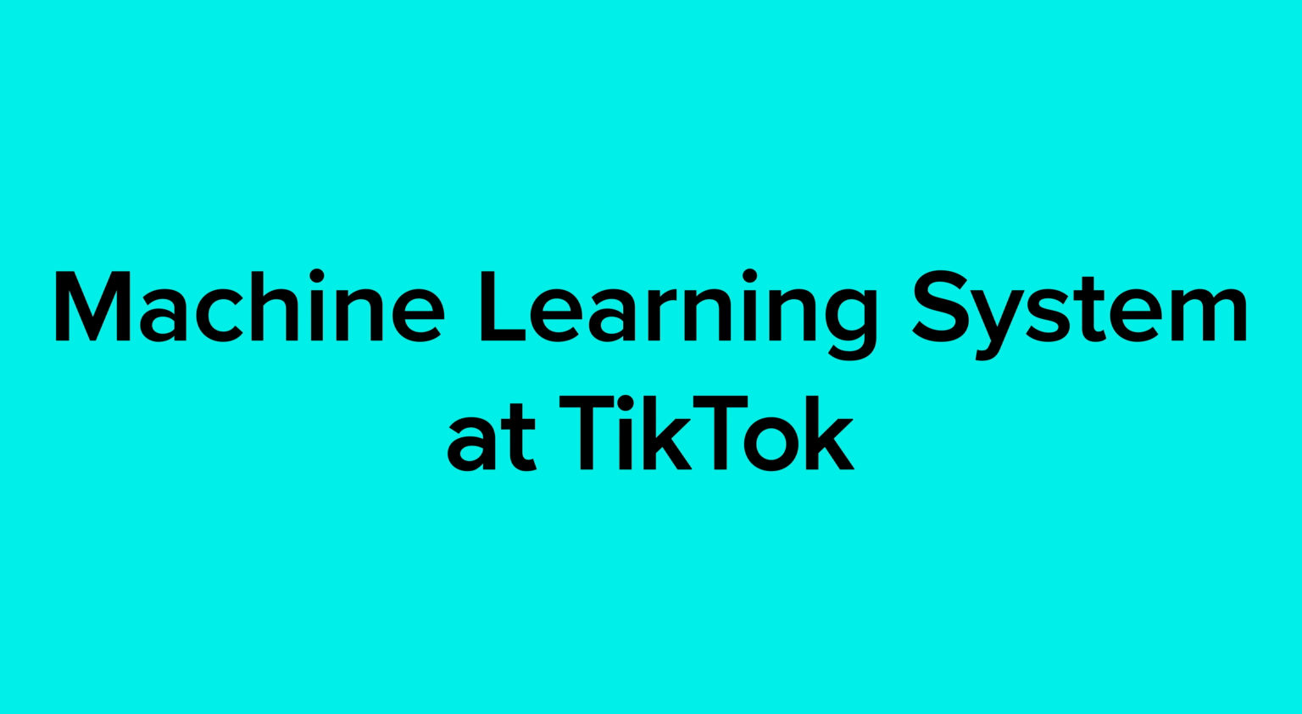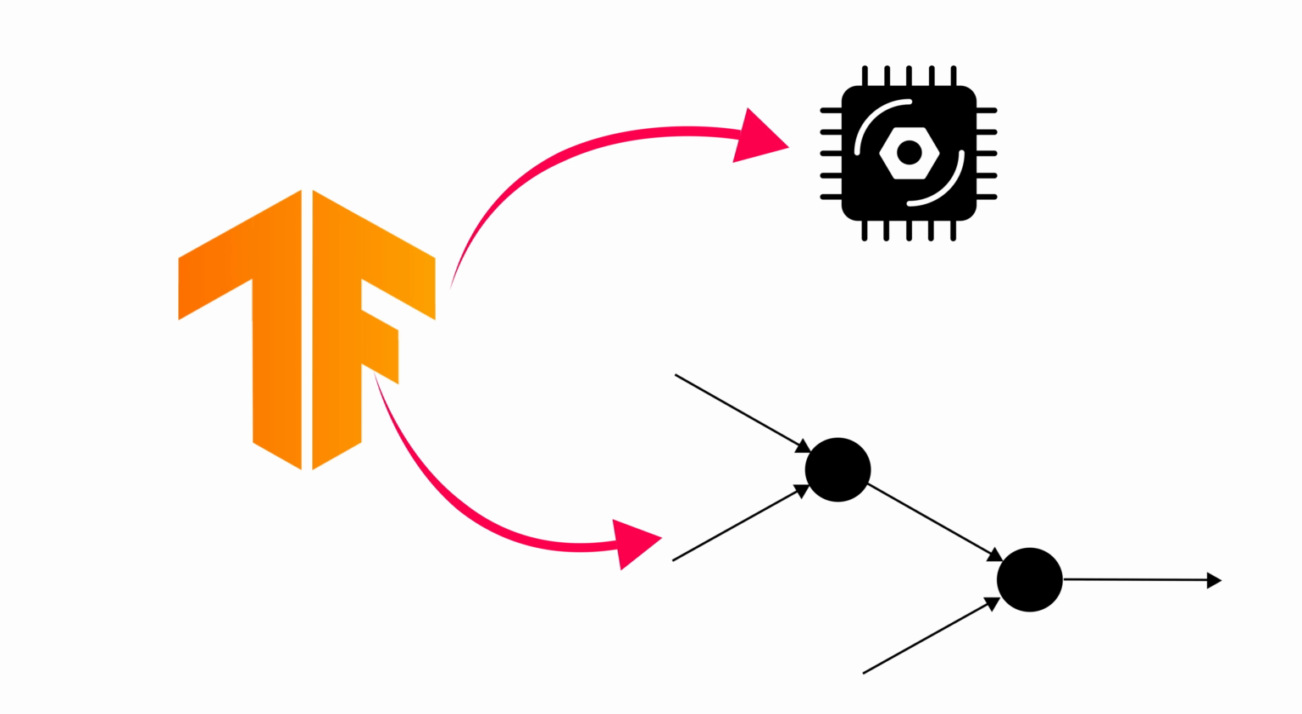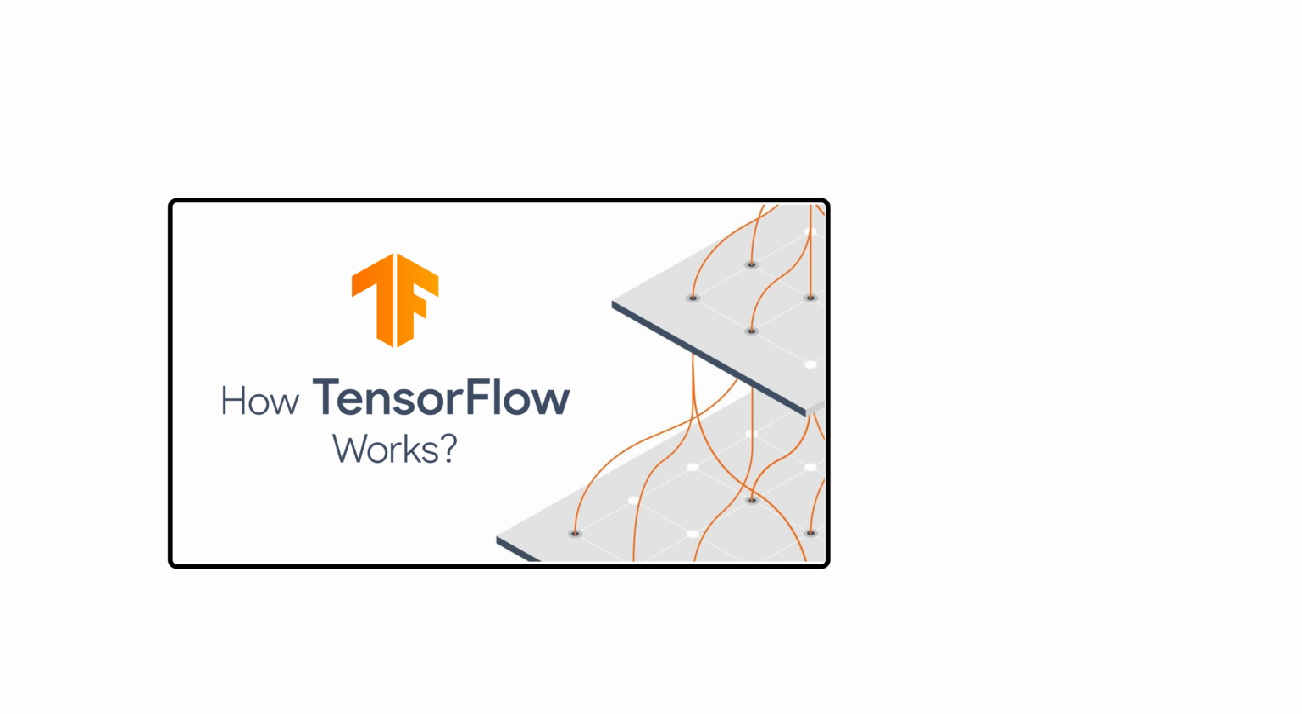Let us first get some basics cleared about TikTok's ML systems. TikTok uses a deep learning framework called TensorFlow to implement machine learning algorithms for their recommendation system. Internally, TensorFlow creates a computation graph for a machine learning algorithm. This execution graph contains nodes that represent arithmetic operations and edges that represent input data or model parameters. If you want to understand how TensorFlow works internally, I would highly suggest you to watch this video on our channel.